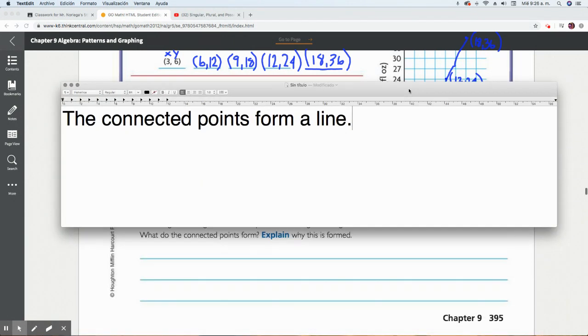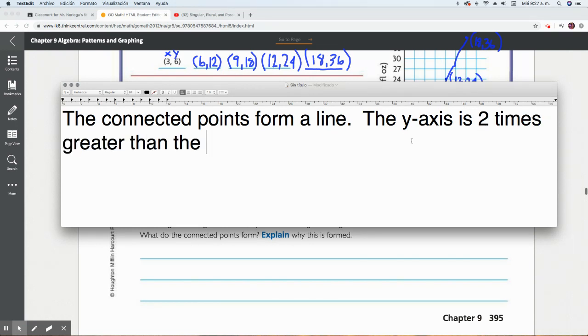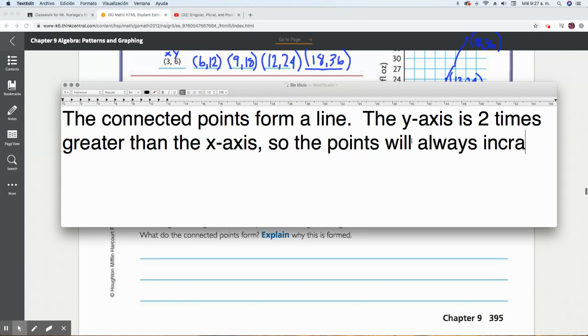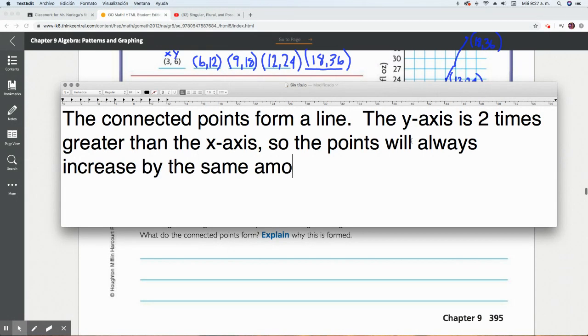Okay, that is our explanation. The y-axis is 2 times greater than the x-axis. Okay, so the points will always increase by the same amount. Feel free to pause the video right now so that you can copy this answer on these lines right here. Okay, I'm going to keep going.